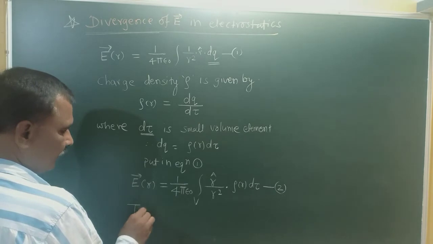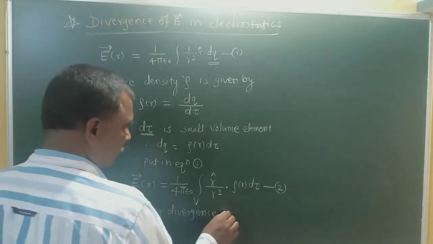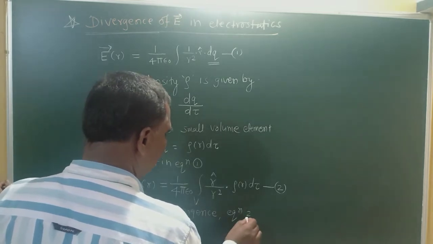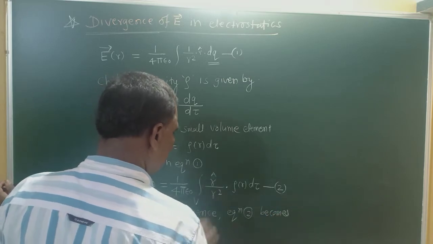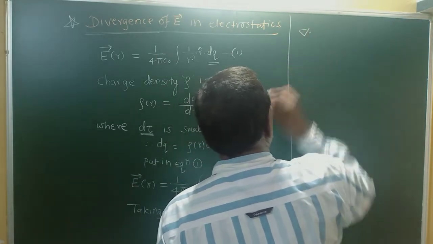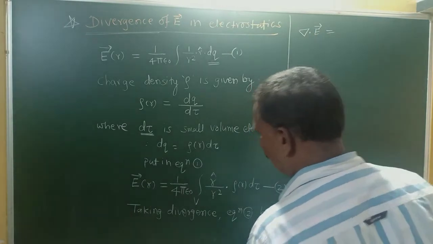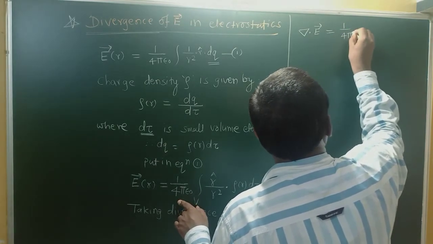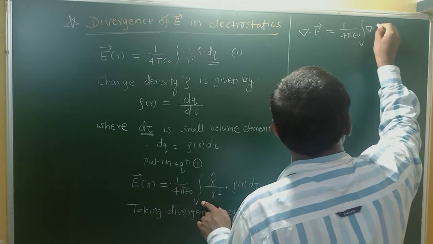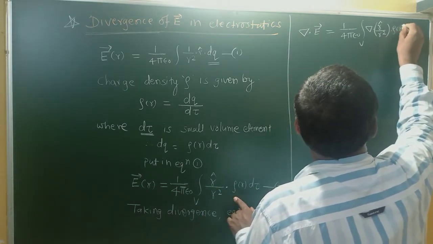Taking divergence on both sides, equation 2 becomes: therefore, divergence of E bar, where del is the symbol for divergence, is equal to 1 upon 4 pi epsilon naught over a volume V, then we take the divergence of r cap divided by r square into rho of r into d tau.